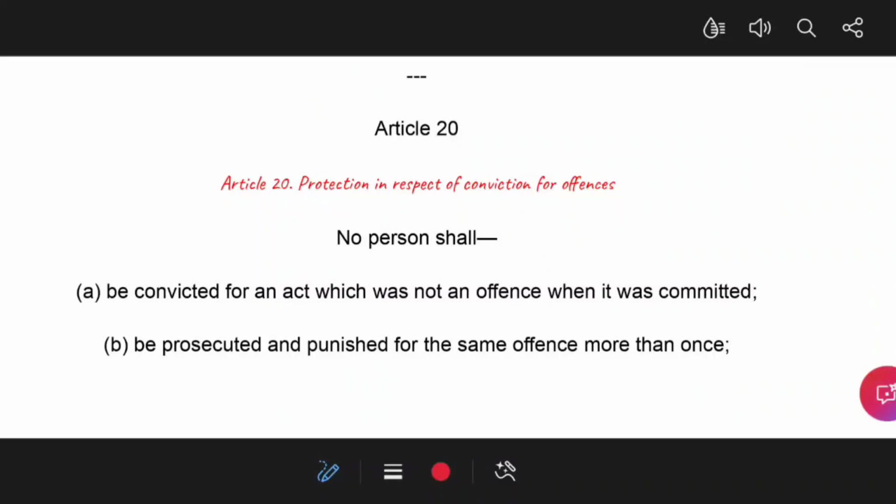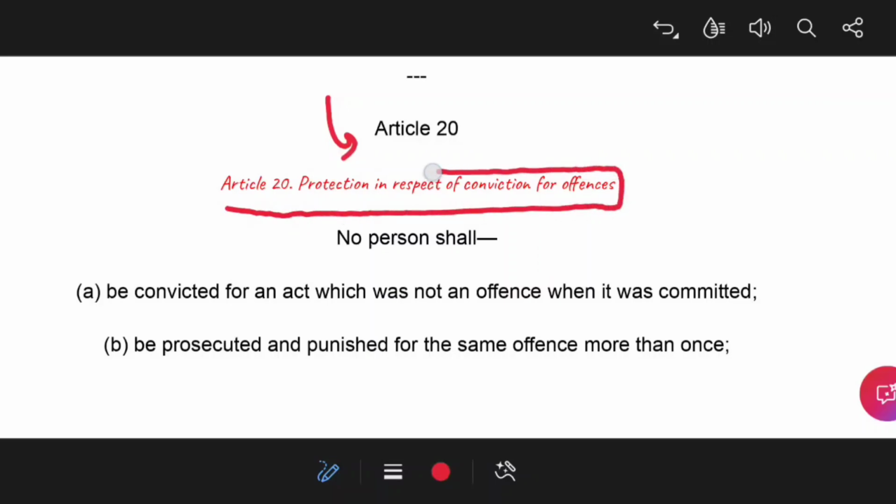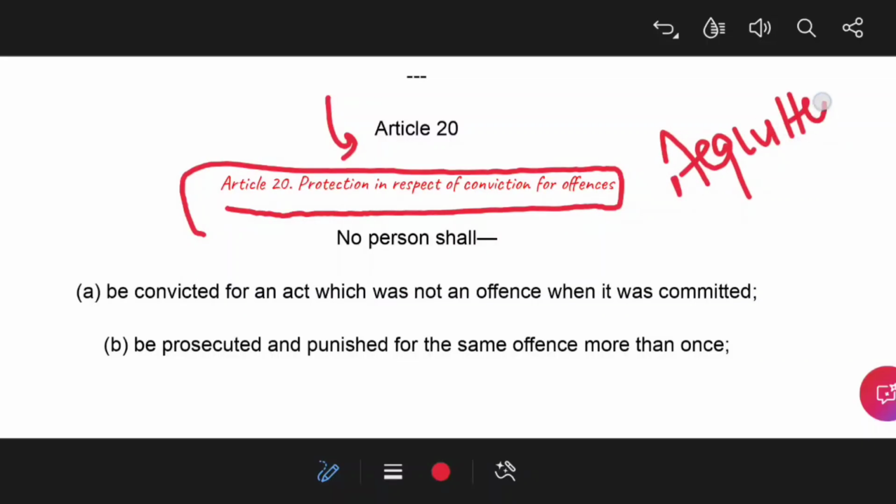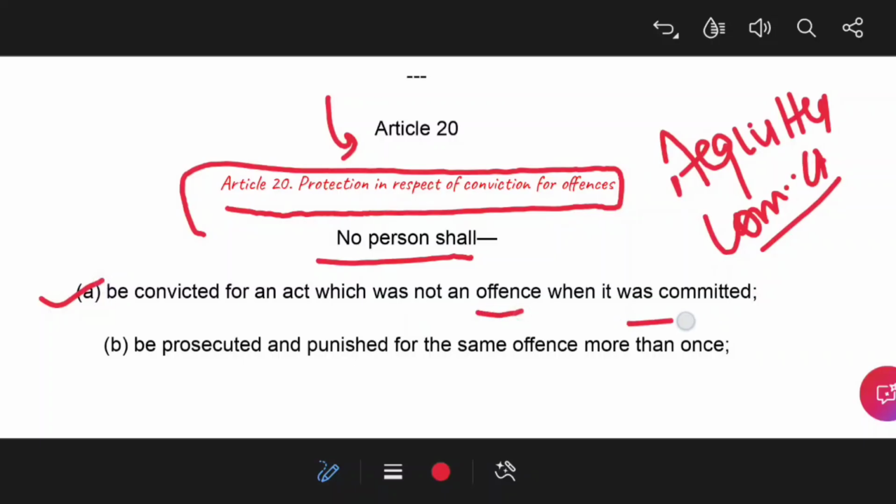Now Article 20. Article 20 is talking about protection in respect of conviction for offenses. If you are charged with any offense, there is a term called acquitted, meaning all the charges against you are removed, and there is conviction, meaning the charges are proved against you. So no person shall be convicted for an act which was not an offense when it was committed.